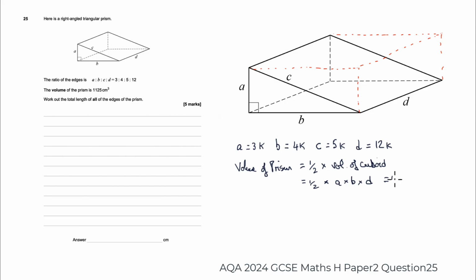In this case, all we know about A is that it's 3 times something. B is 4 times something, and D is 12 times something. So let's figure that out. We've got a half times 3 times 4 times 12. Well, that'll be 72. You can figure that out in your calculator. Then k times k times k, k cubed. So that's the volume, but we're told the volume is 1125.